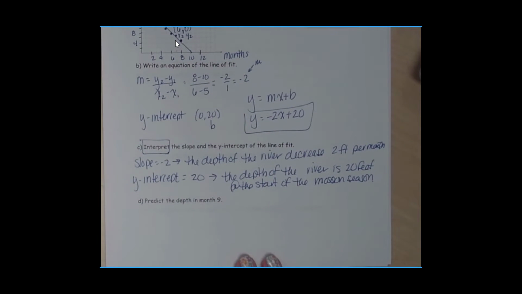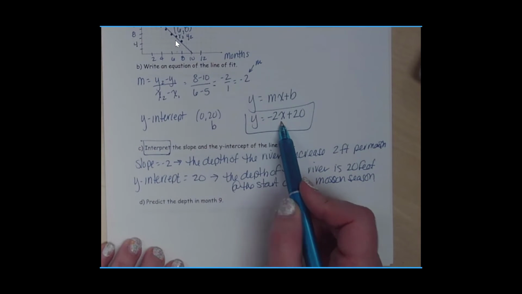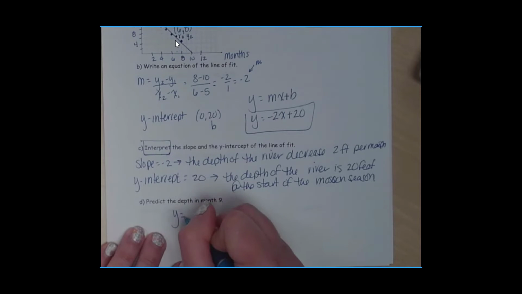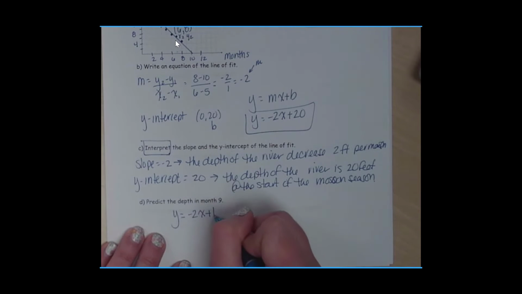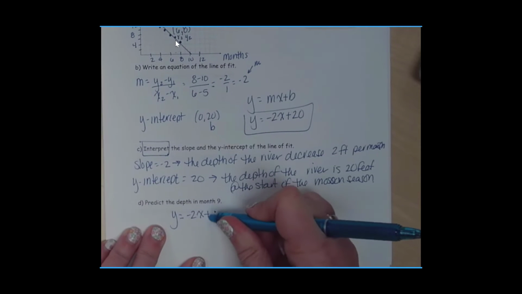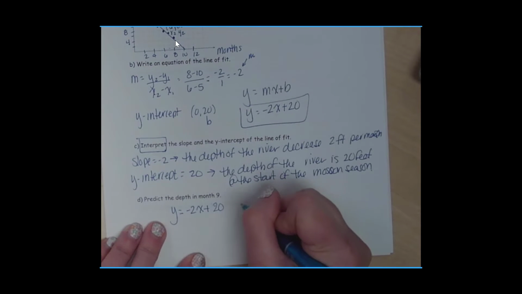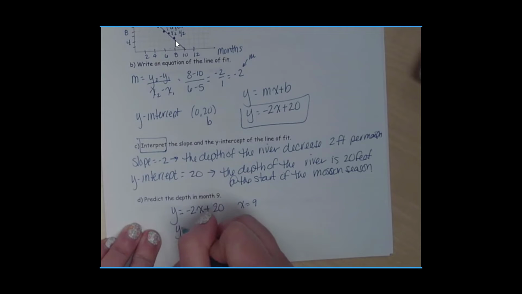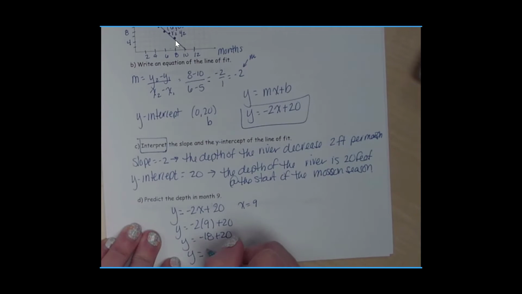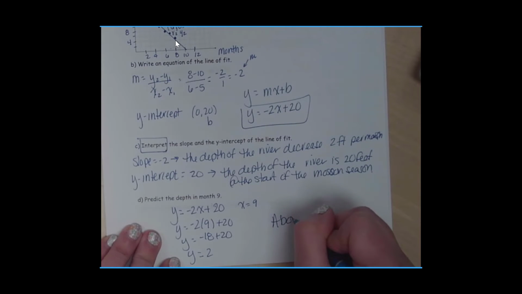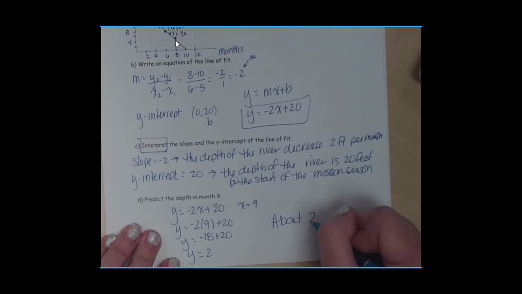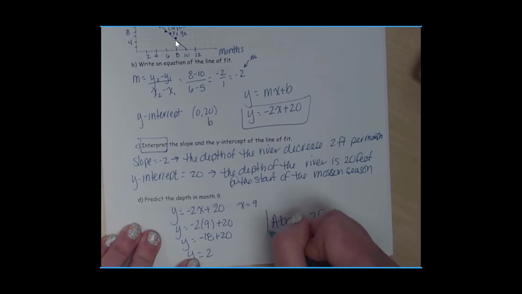All right, so it says predict the depth in month 9. Well, I can go back to use my equation here. So y equals negative 2x plus 20. Now I'm going to use an x of 9. It's my 9th month. So I have y equals negative 18 plus 20. So y equals 2. So the depth of the river should be about 2 feet.